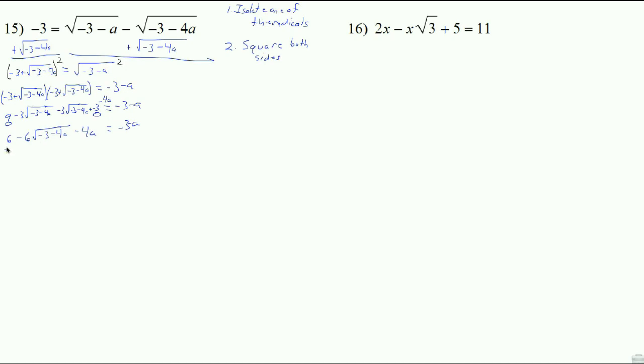So we would subtract 6 from both sides. I'll put this in a different color just to see our work here. So subtract 6, and then we also want to add 4a to both sides to help us simplify. Get that radical by itself. So on the left, we have -6 times the square root of -3 minus 4a. On the right side, we have -9 plus 3a.